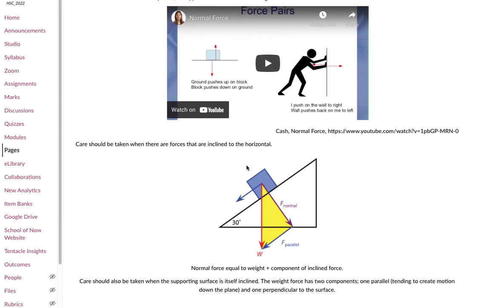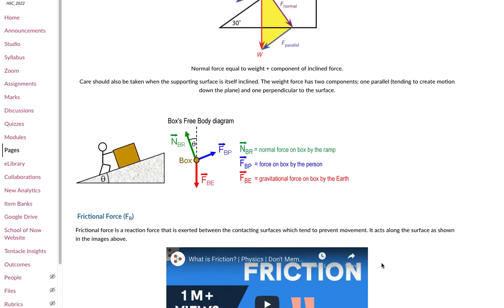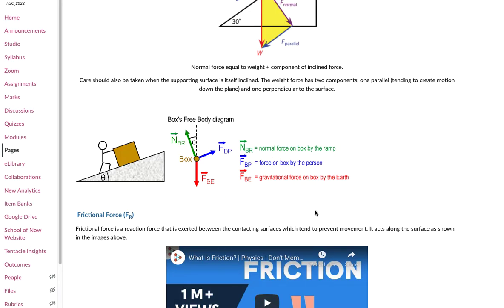So while we've got the weight coming down this way, the normal force holding it onto the slope is this way. Like I said, you've got lots and lots of different forces in action here that we need to start to calculate. What is friction? Good little video to get your head around it.